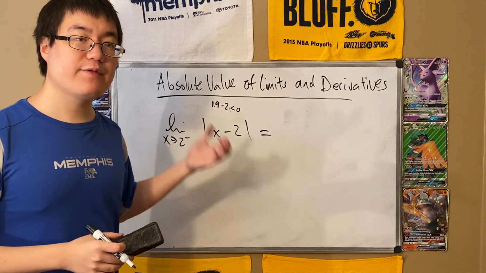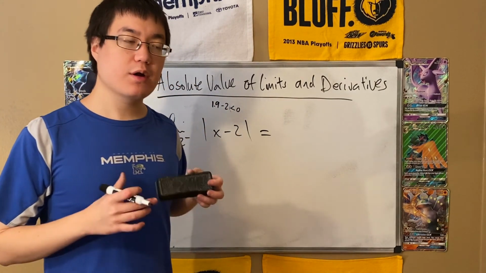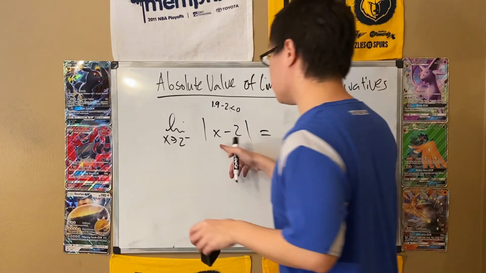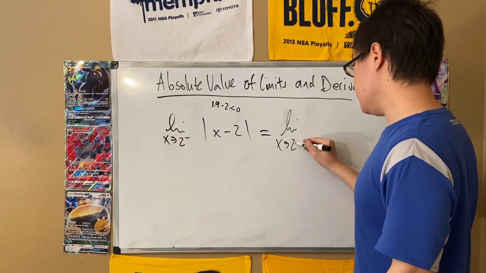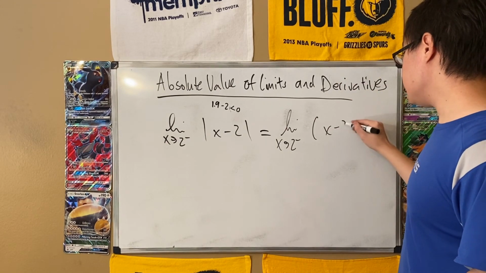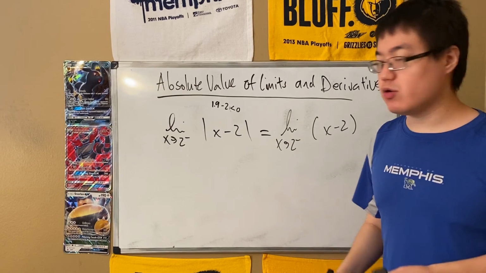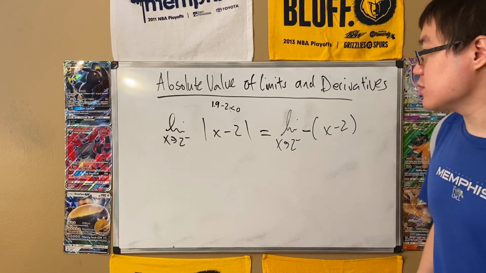So how do we get rid of these absolute value bars? Well, because we have a negative quantity, what we're going to do is change the absolute value bars to parentheses, because I want to get rid of them. So in this case, I've changed the absolute value bars to parentheses, x minus 2. And then what I do is I negate this thing. So that's how I get rid of the absolute value bars.